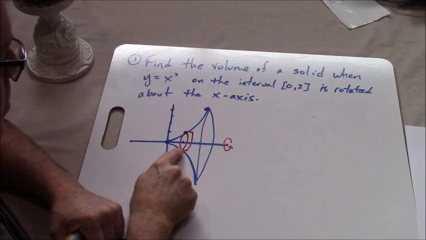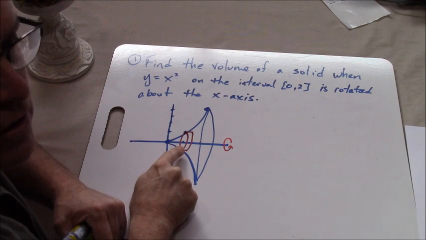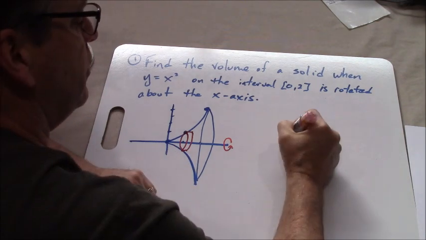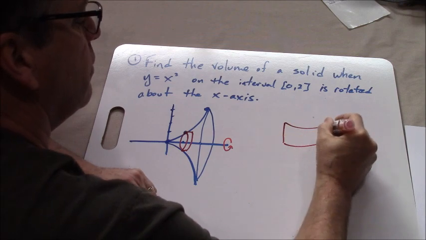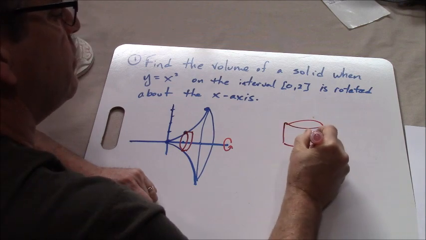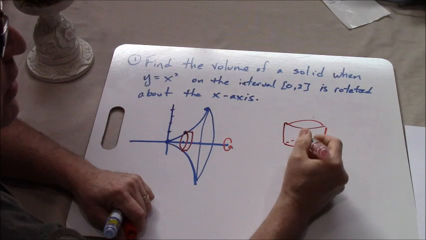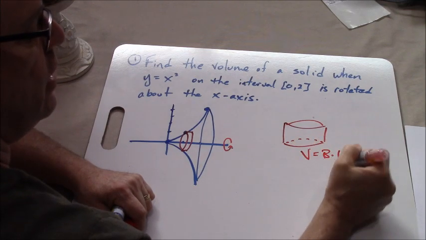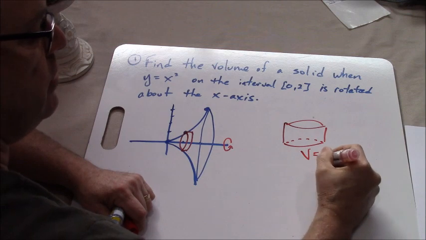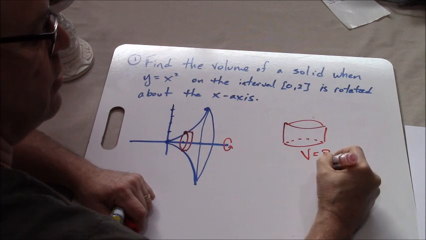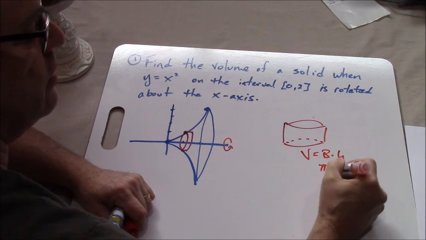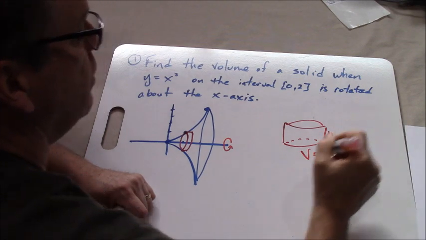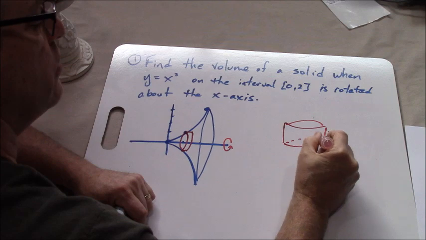Well, if you think about that, that's really just a cylinder, right? If I had a cylinder like this, I would say that the volume of this is just base times height, which the base is going to be a circle. That's pi r squared times the height. Here's our height. We've got a radius right here.